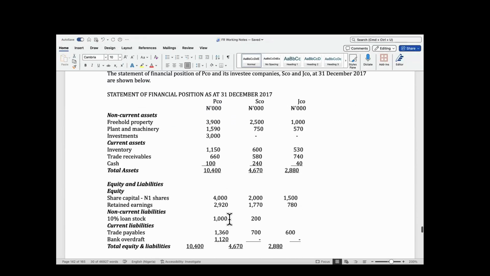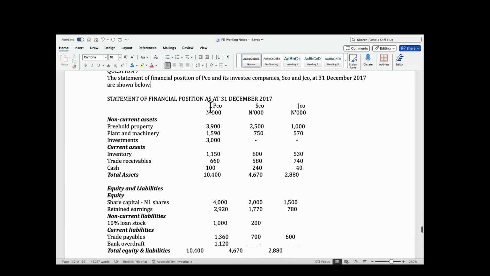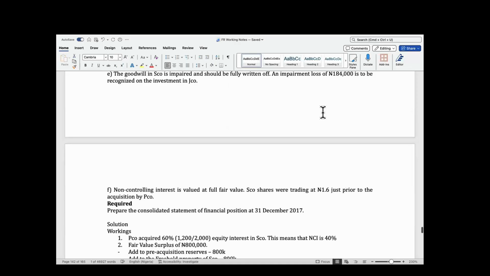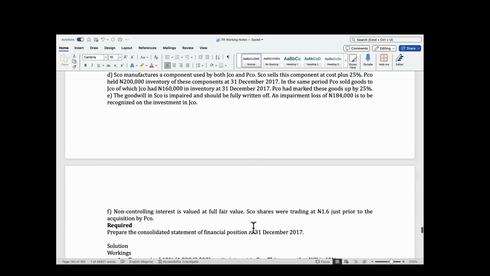Another question. It says the statement of financial position of PICO and its investee companies, ESCO and JCO, at 31 December 2017 is as shown below. So I'm given the statement of financial position of PICO, ESCO, and JCO. They give me a lot. And I was also given some additional information. And I'm asked to prepare consolidated statements of financial position as at 31st December 2017.